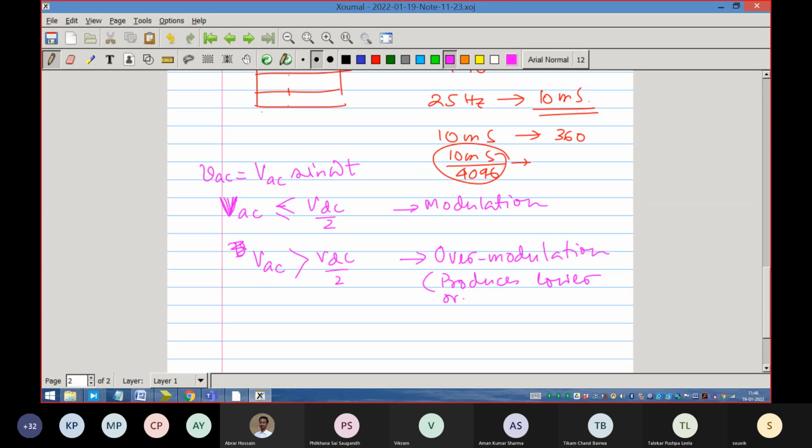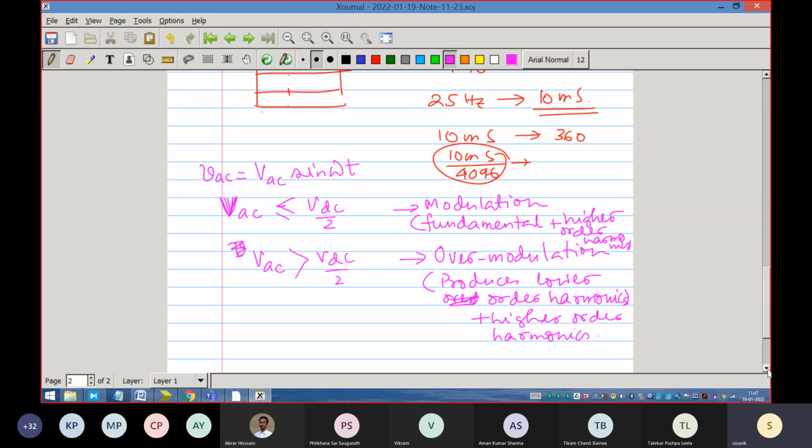The implication is that it produces lower order harmonics. It produces the fundamental plus higher order harmonics. Higher order harmonics will always be there, because the number of switchings that are happening will produce higher order harmonics. That is okay. Those will be there.